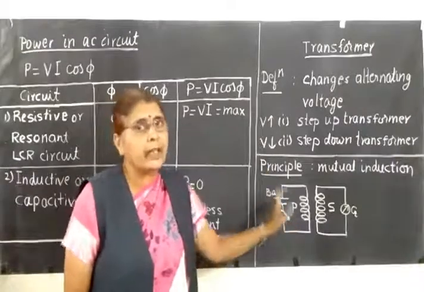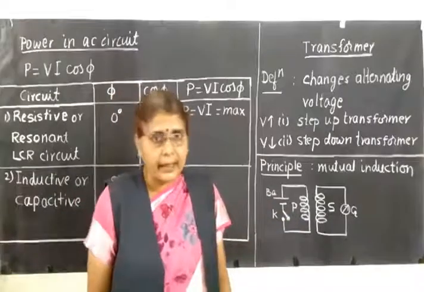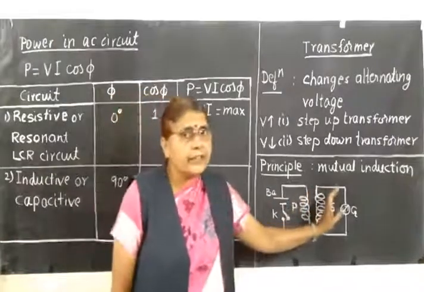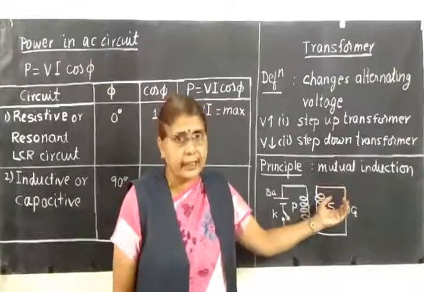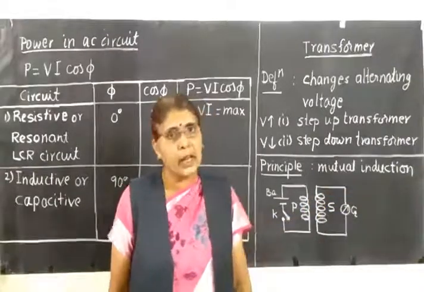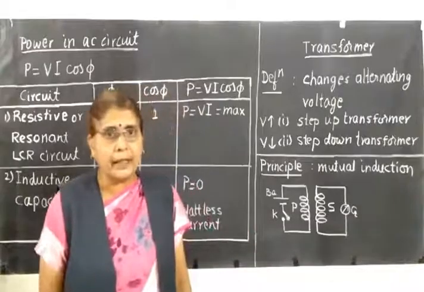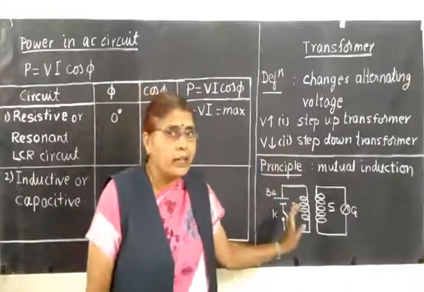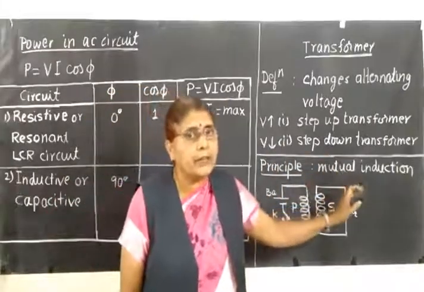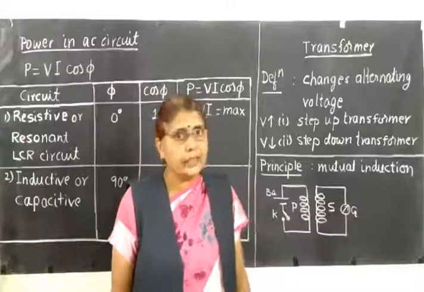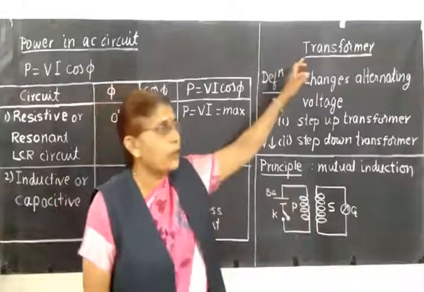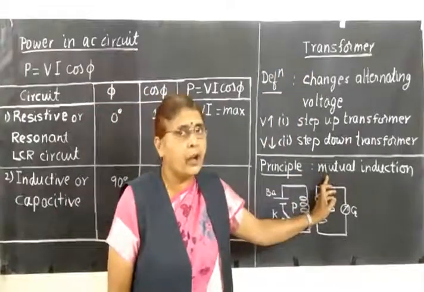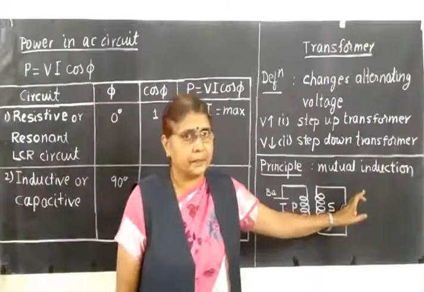If you change the current in the primary coil, then the magnetic flux linked with the secondary changes and an EMF is induced in the secondary. Therefore, the galvanometer shows a deflection. So what is the meaning? You are changing current in one coil and you are inducing EMF in another neighboring coil. This phenomenon we had called mutual induction. So this transformer is based on the phenomenon of mutual induction.